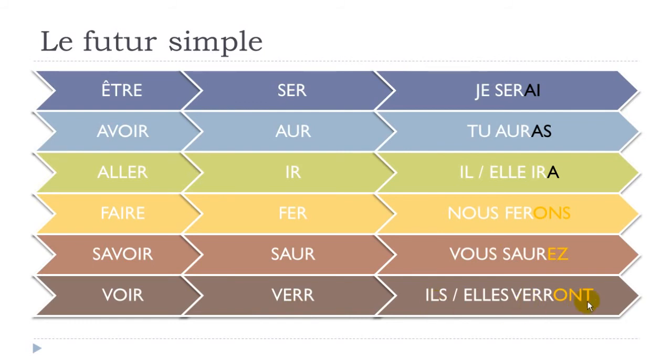Ils verront, elles verront. Alright, so remember, être is becoming ser, avoir becomes aur, aller, ir, faire, fer, savoir, saur, voir, ver. Okay, but then after all these forms, you will just put the normal endings that we saw previously. So AI for je, AS for tu, A, ONS, EZ, ONT.